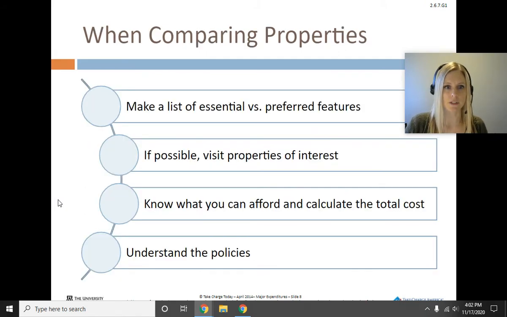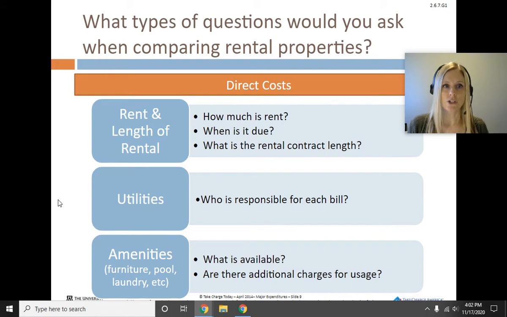Oops, I think I went backwards. There we go. So, questions that you might want to ask a rental property: how much is the rent? When is it due? What's the rental contract length? So, that is also known as the lease. So, how long am I committed to living here and paying rent? Typical is 1 year at a time. So, after a year of living in the same place, you would then sign a new lease for another year. Sometimes you can find a 6-month lease or even a month to month lease. And so you would want to find what works best for you.